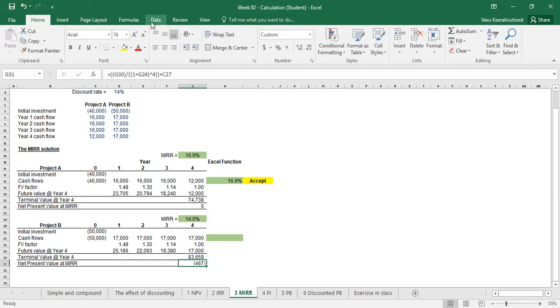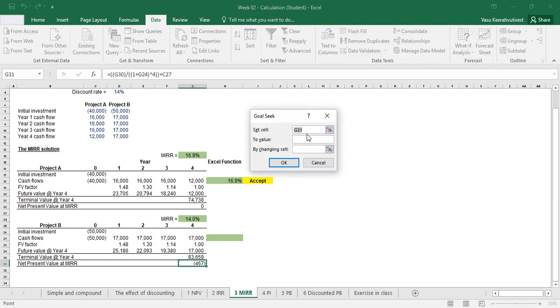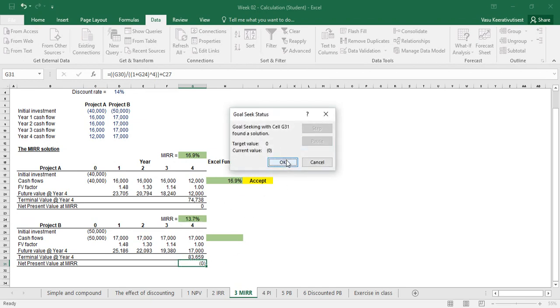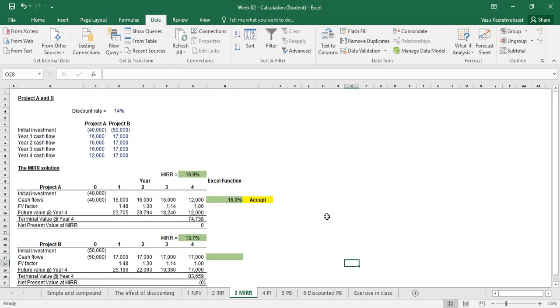So we go to Data, we go to What-If Analysis, we go to Goal Seek. At MIRR, it means that the net present value is equal to 0, and then you change this one and click OK. You see? Right now your MIRR is 13.7%. Once the MIRR is less than K, you reject this project.